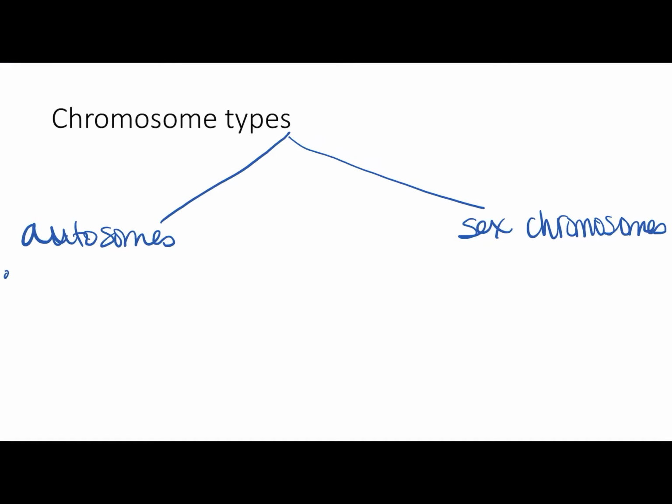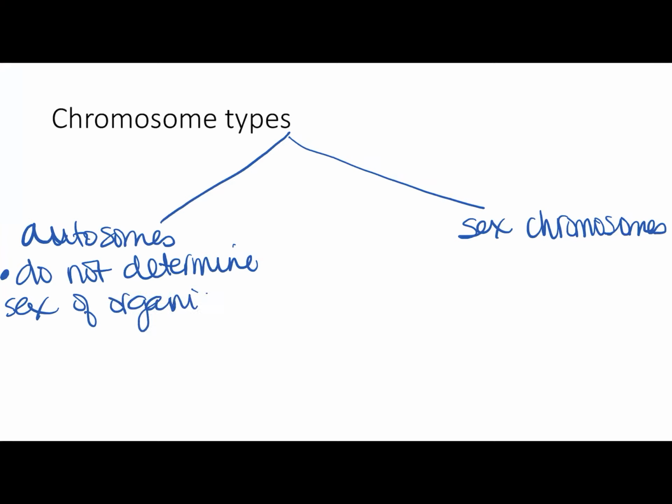So the autosomes are essentially the chromosomes that do not determine sex. So the autosomes have nothing to do with whether or not an organism is going to be male or female. The sex chromosomes do that.